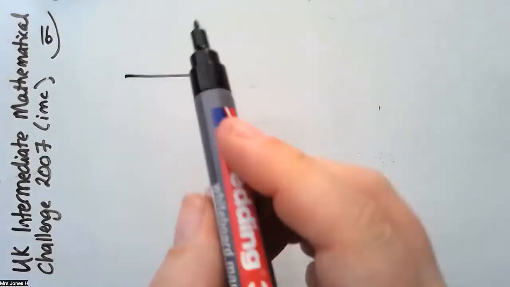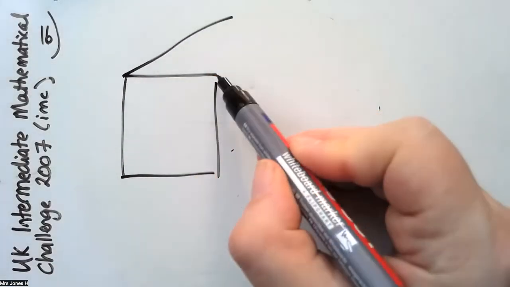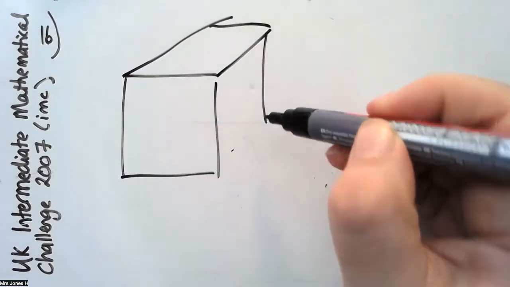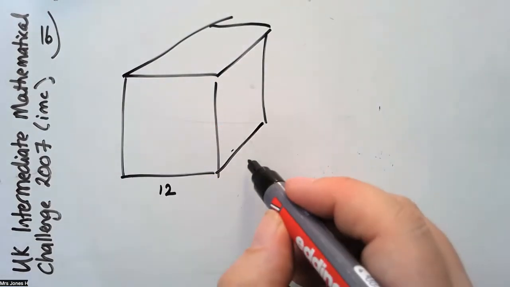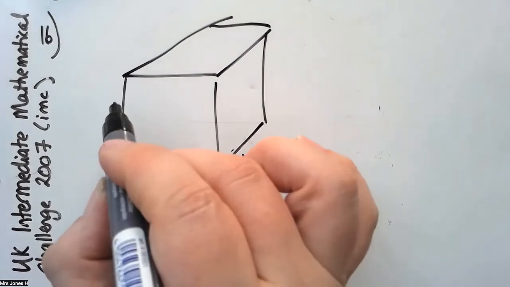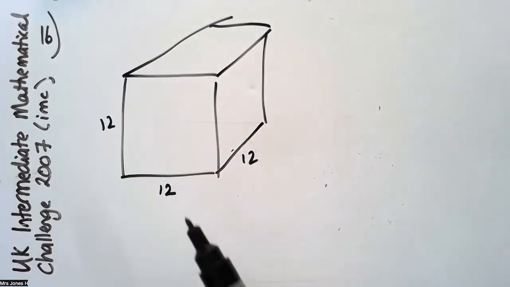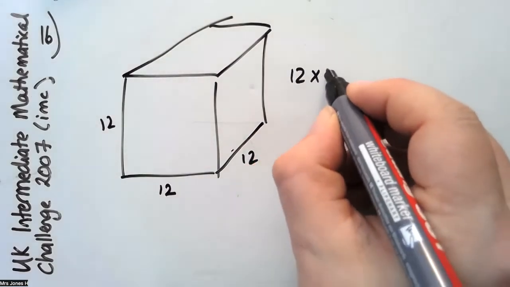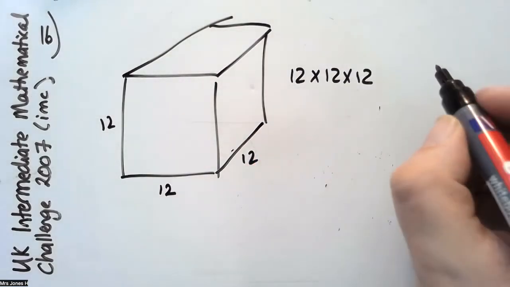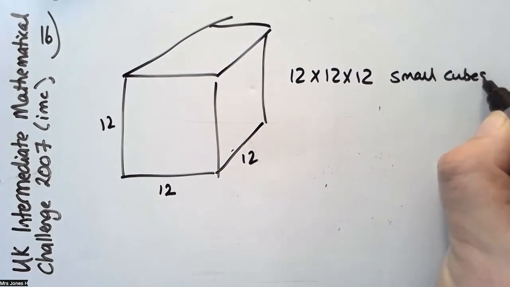So what we have is a cube made out of cubes. We have 12 cubes along this face, 12 cubes along this face, and 12 along this length. 12 here, 12 here, and 12 here. So 12 multiplied by 12 multiplied by 12 is the number of small cubes.